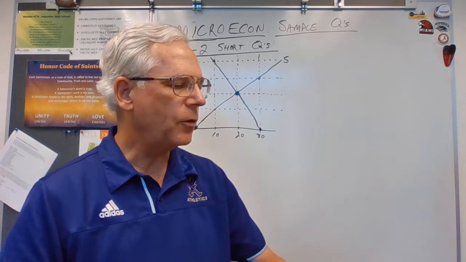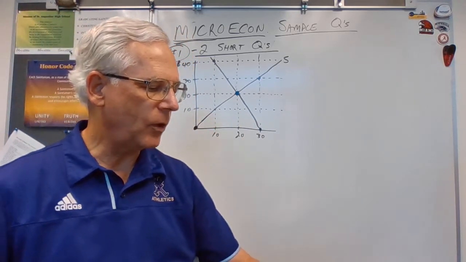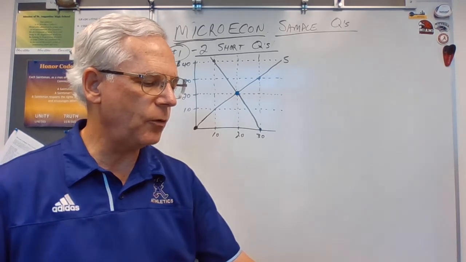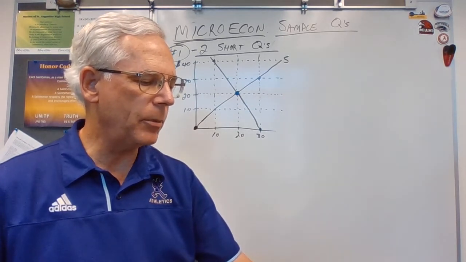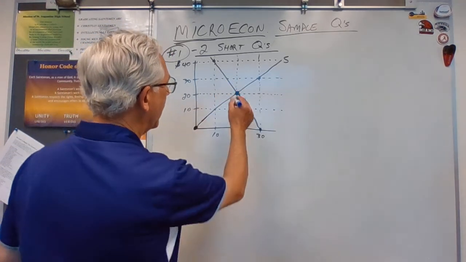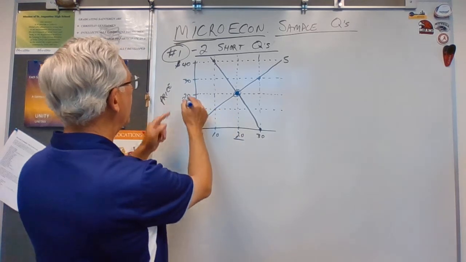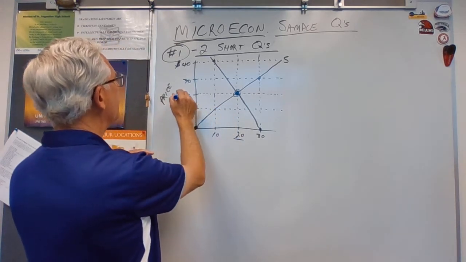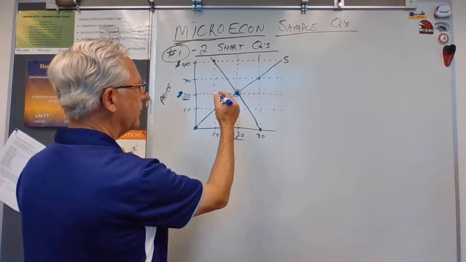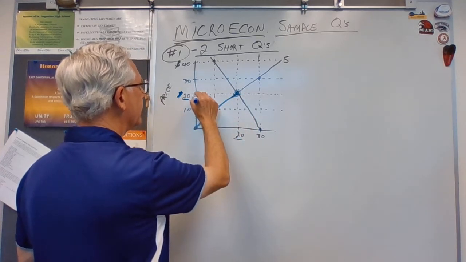All right. So this one gives you the graph on the board right here. It says calculate the total producer surplus at the market equilibrium price and quantity and show your work. The equilibrium price is right here. Quantity is 20 units. Price is $20. And the producer surplus is this triangle down here.